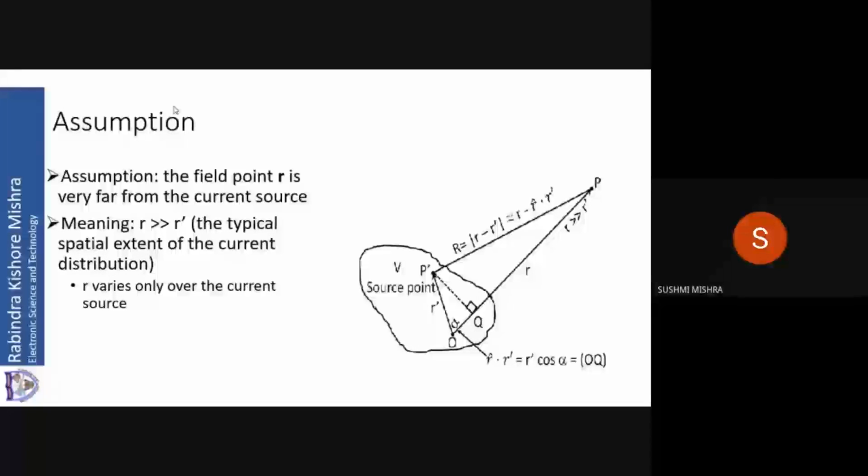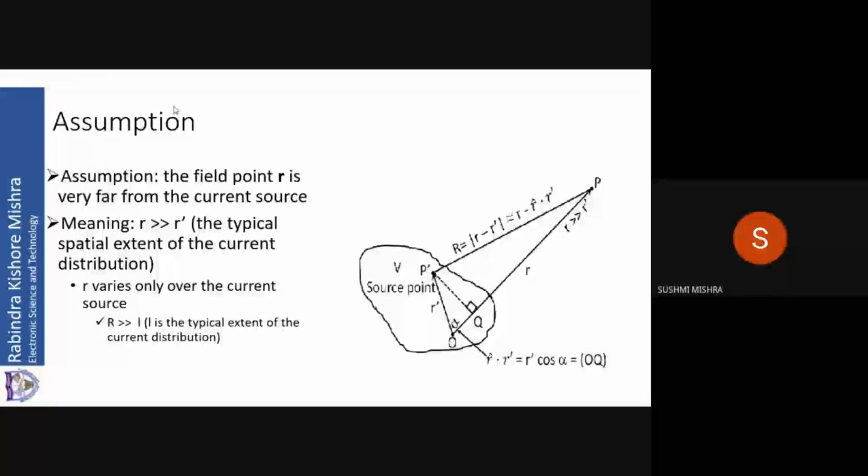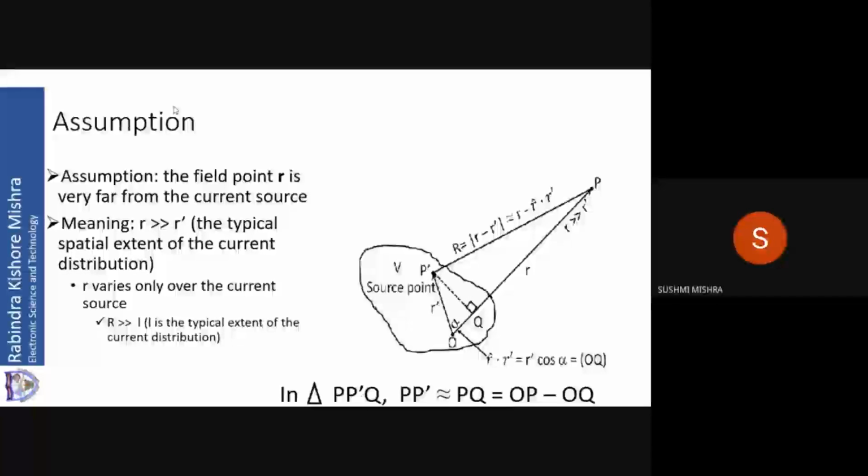Now, this r, or the distance of the observation point, varies over the current source. So r has to be much greater than L, which is the typical extent of the current distribution. L or D; last class we took D, so after this I will take D. So capital R will be much greater than D or L, where L or D is the typical extent of the current distribution. Extent means the maximum size of the current source.